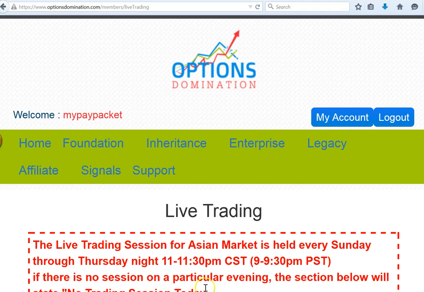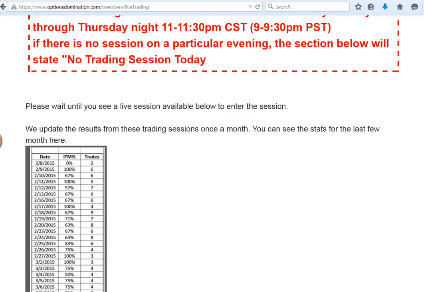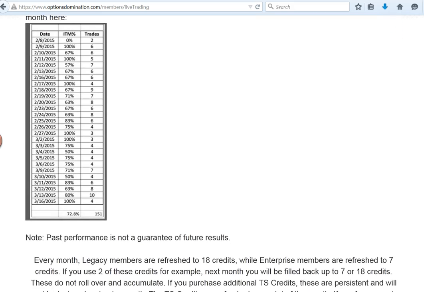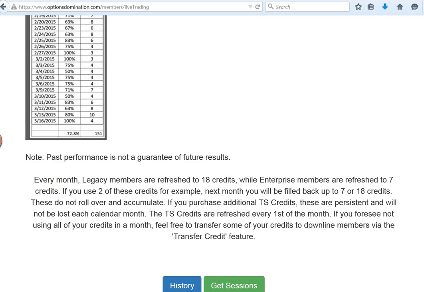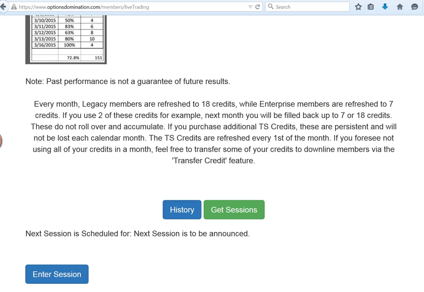Basically, you come to this page, where it tells you the time that it starts, and there are some records there and so forth, and you click on enter session. The session is already on, but I am going to be explaining things as we go. So you click on enter session, and then it takes you to a page.